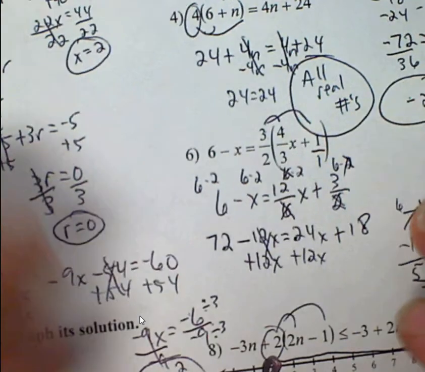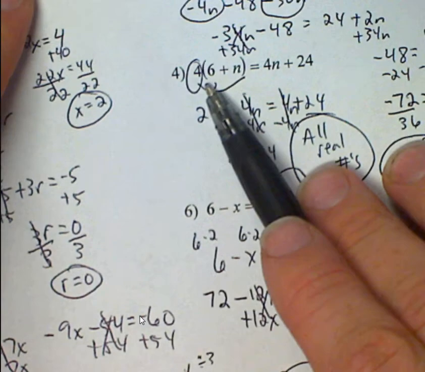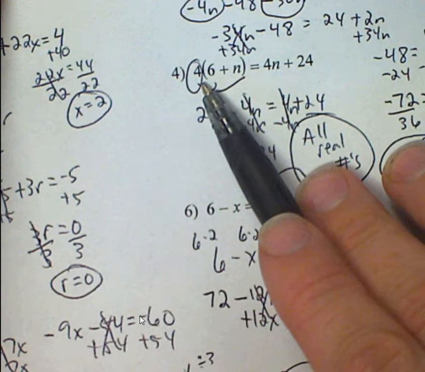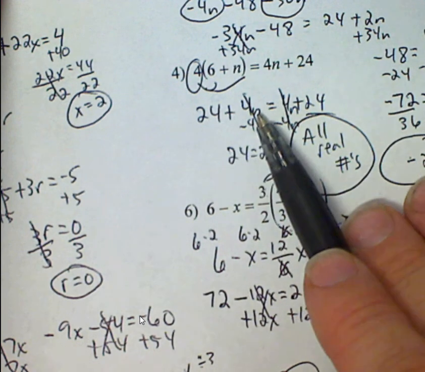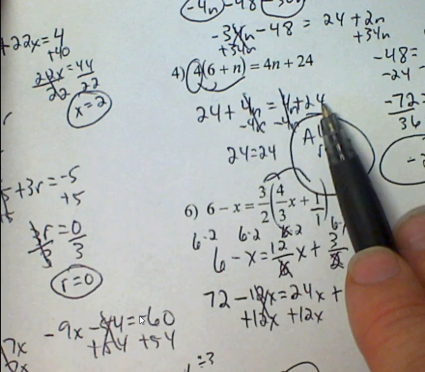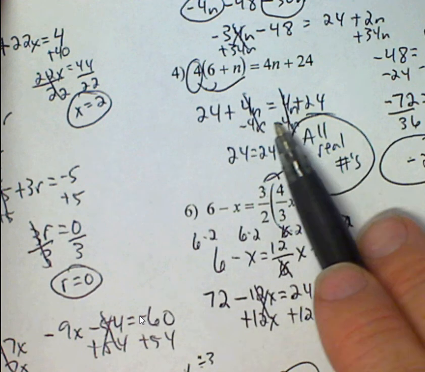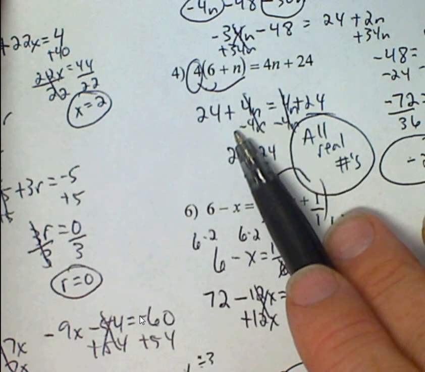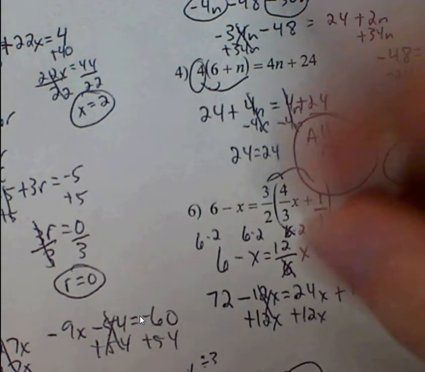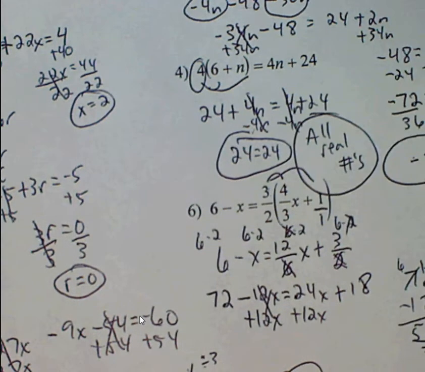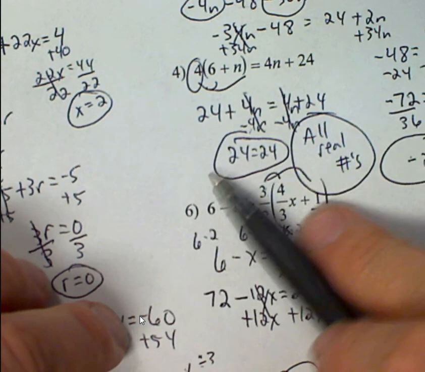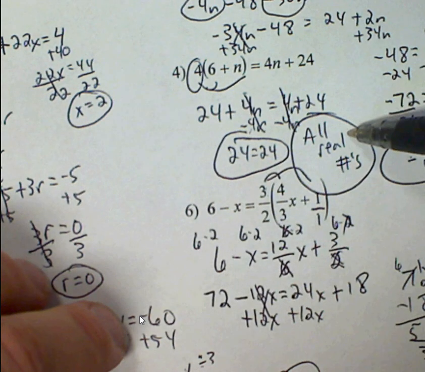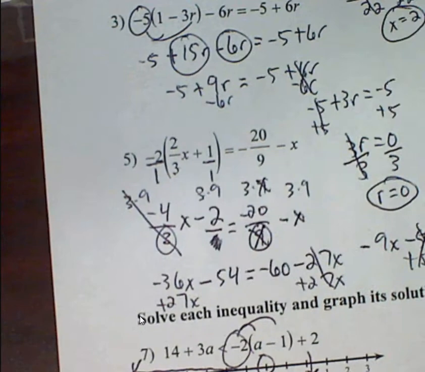Number 4. I need to distribute my 4 first. If I distribute my 4, I get 24 plus 4n equals 4n plus 24. If I subtract my 4n from both sides, my variable goes away. I'm left with 24 equals 24. If my variable goes away and the left side does equal the right side, that's considered all real numbers. Number 5.